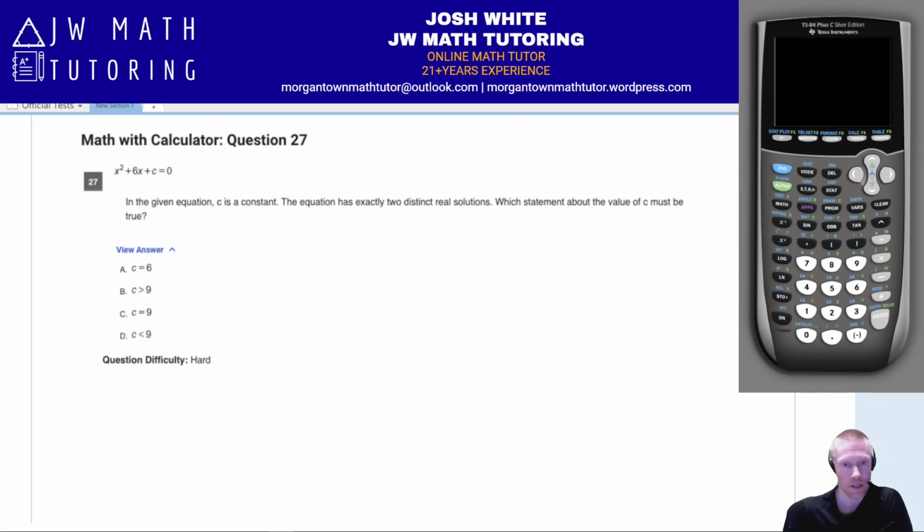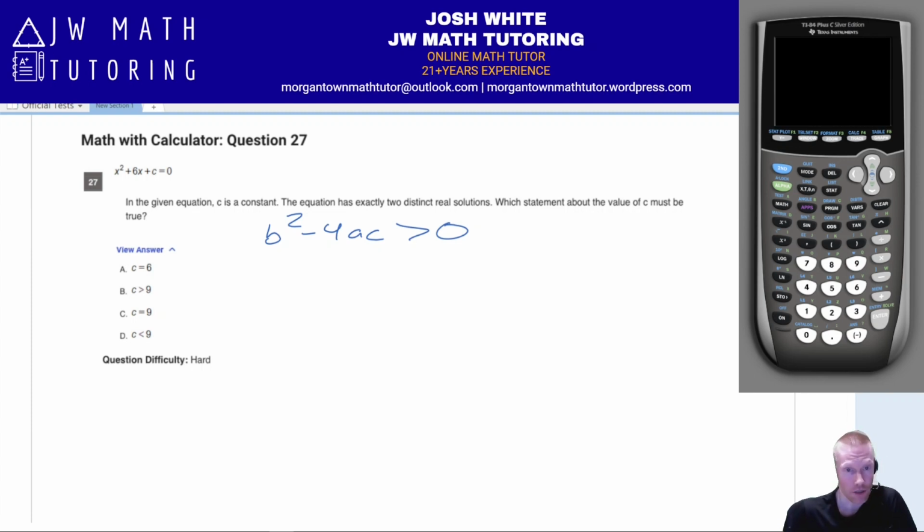So here's the theory behind this: to have two distinct real solutions, the discriminant, which is the part of the quadratic formula that is under the radical, i.e. the b squared minus 4ac, has to be greater than 0. If it is equal to 0, you have one real solution. If it is less than 0, you have two complex solutions.